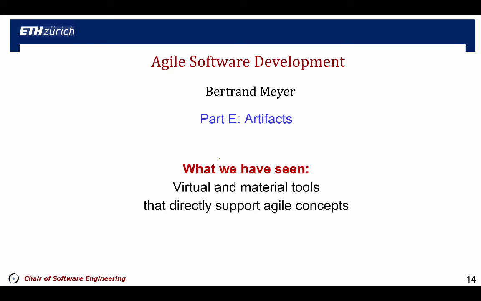So what we've seen in this discussion of artifacts is a whole set of virtual and material tools, often paired with each other, a material tool directly supporting a virtual tool, and they directly support Agile concepts, in particular Agile principles, Agile practices and Agile rules.